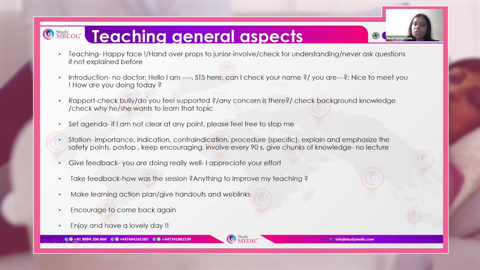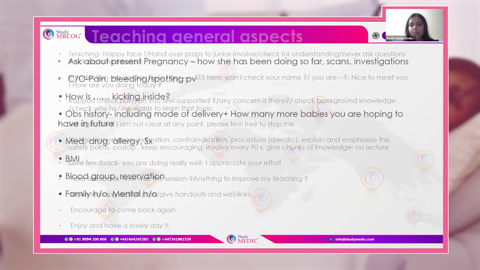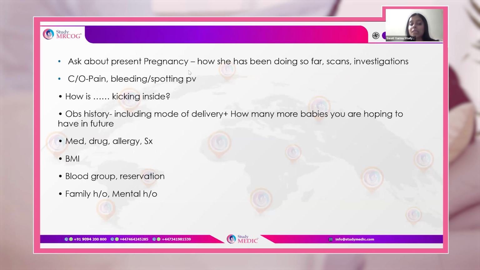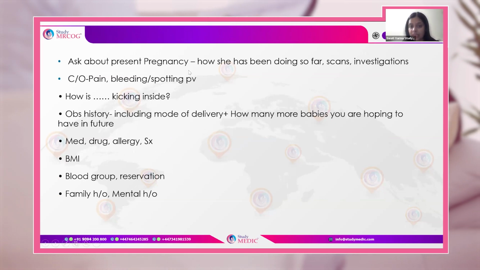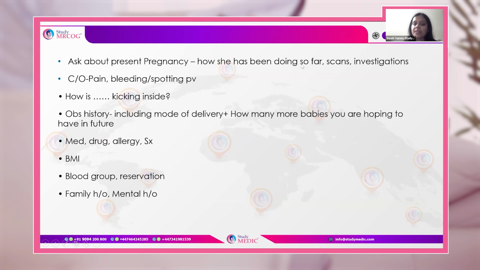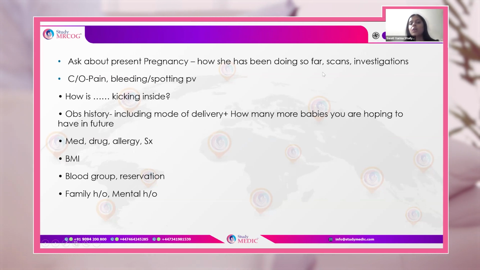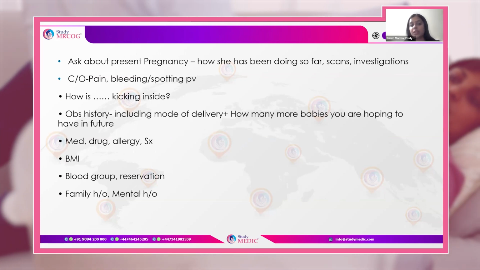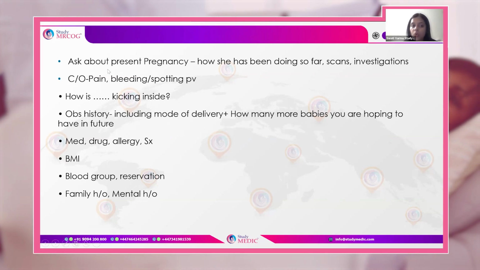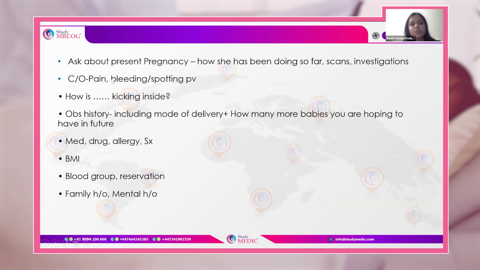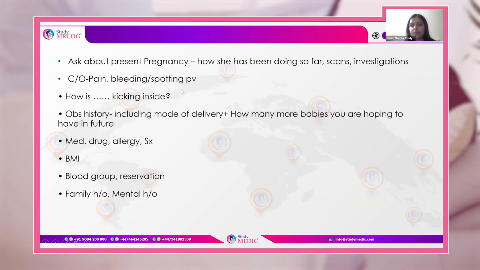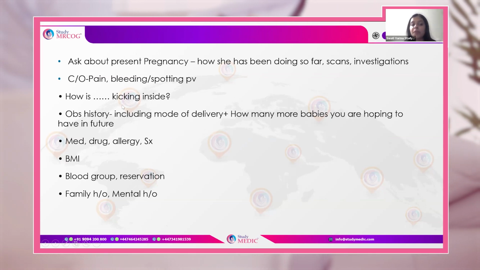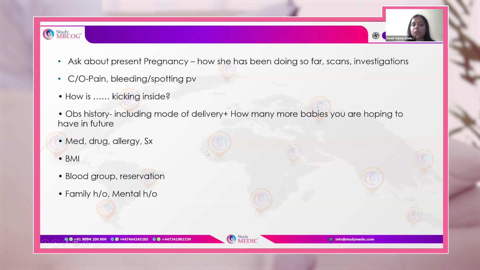Then again, general aspects will apply everywhere. Then in this specific station, you have to tell the role player that you will ask the patient about her present pregnancy. How is she doing, her scans and investigations, so that you can know any risk factors which can contraindicate any particular modality. Then whether right now she is feeling all right, is she having any symptoms which you will have to address firstly, and then go on to explain the options. Baby movements, very important to ask at this point of time.